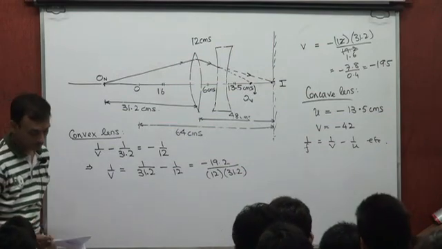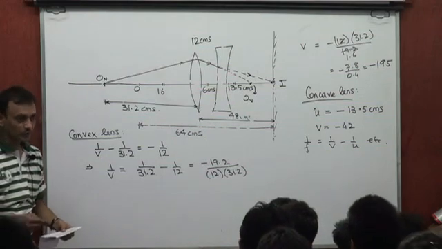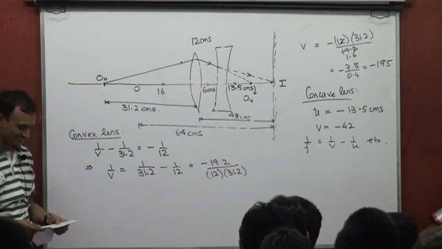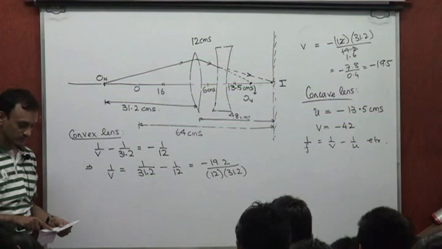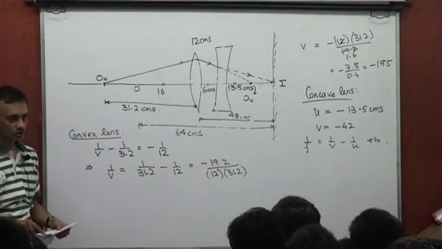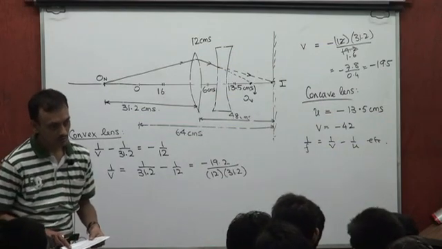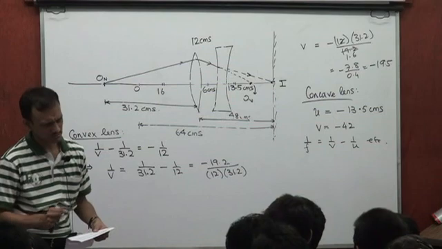Sorry? Let me also read the problem. I would convex image coincides with the object. Yes, now tell me. No, point object. Point object.